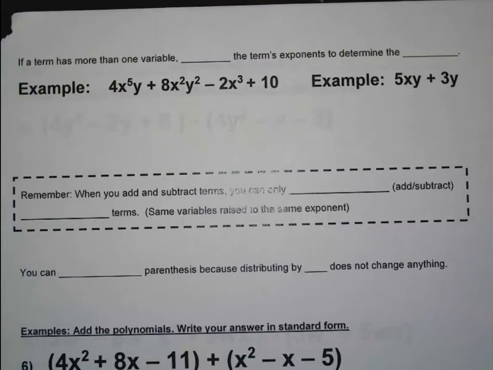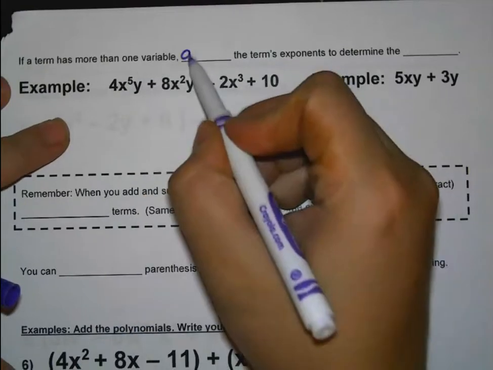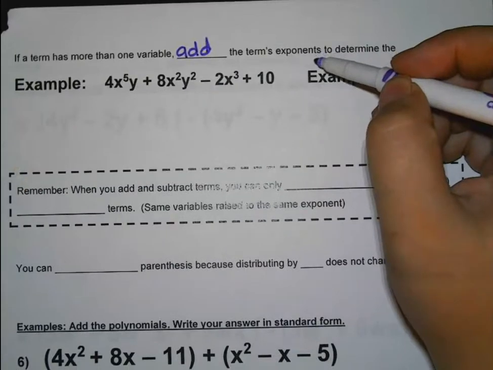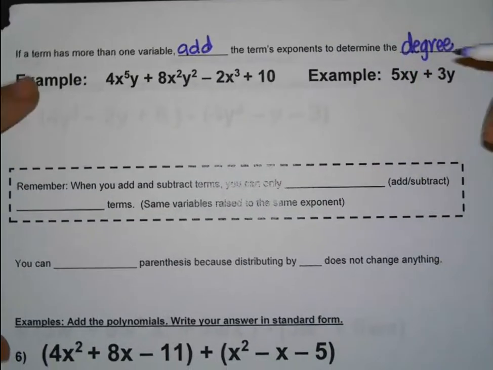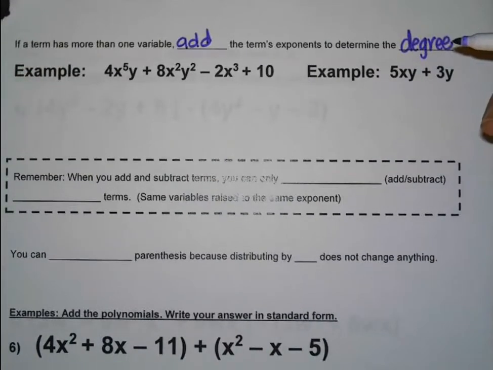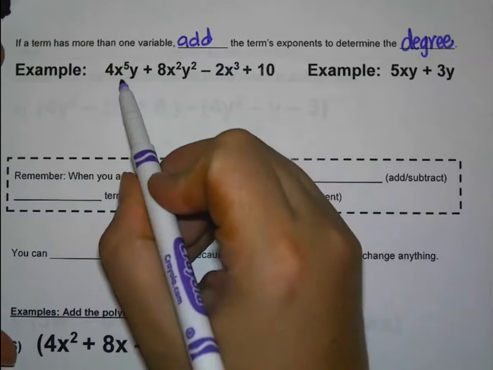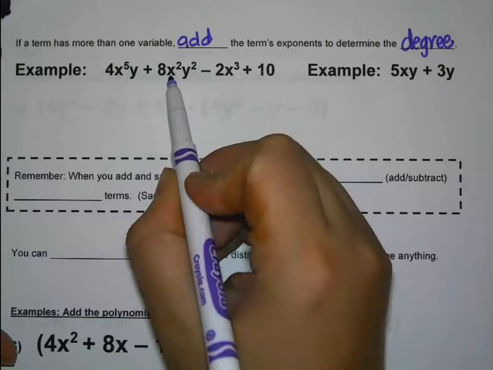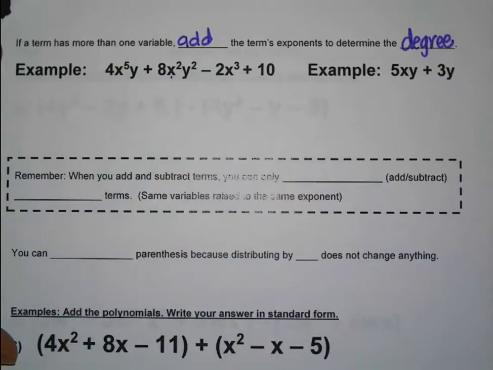What we're going to do, if it has multiple variables, is add the terms' exponents to determine the degree, the ranking of what goes first and so on, because we always go highest to lowest. So when we look at this problem right here, this has an x and this has a y. Well, so does this. So how am I supposed to know which one needs to go first?